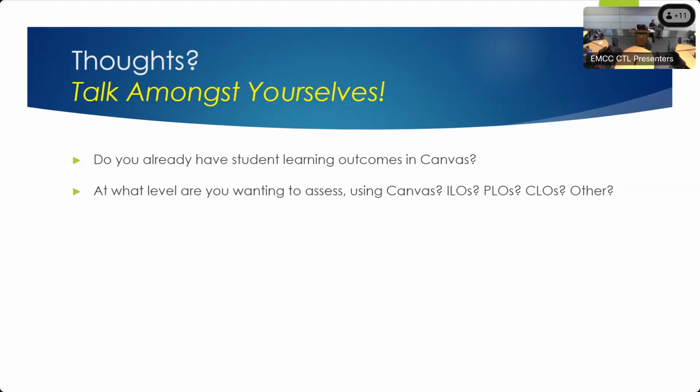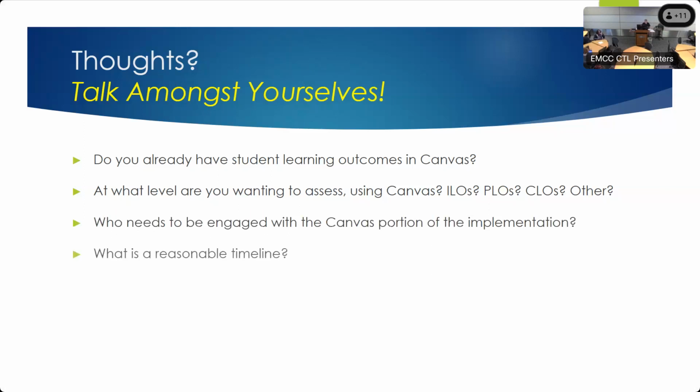Think about what learning outcomes you already have in Canvas. Build on those. As a college, if you start wanting to enhance and use this methodology, think about what levels you want to assess. How are you going to get folks to do it? Those are social systems you've got to get in place. Think about who needs to be engaged in the Canvas portion of implementation. Probably your CTL. Who in particular? We have split duties in ours. Think about what is a reasonable timeline.